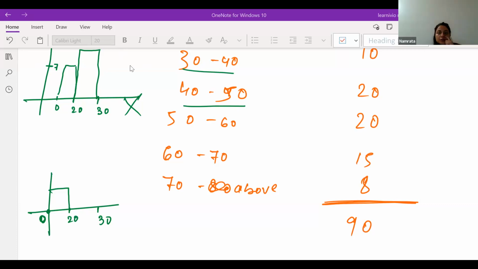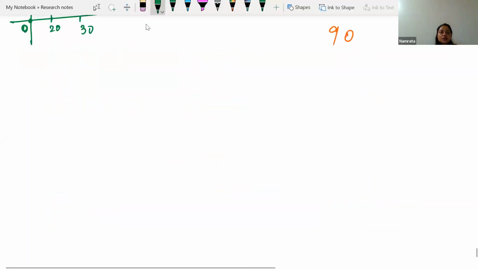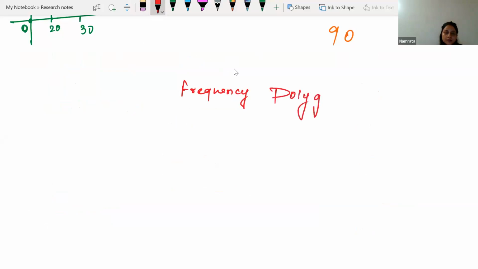Okay, so before starting the chapter, the next exercise where all the questions are just mixed up, let's discuss frequency polygon also at first, and then we will be moving to the questions directly. So frequency polygon.